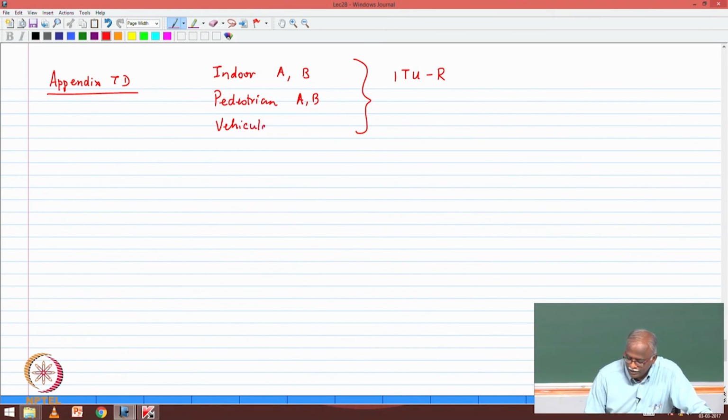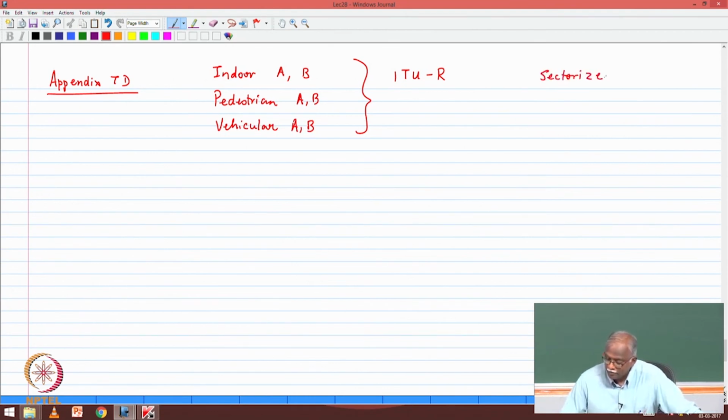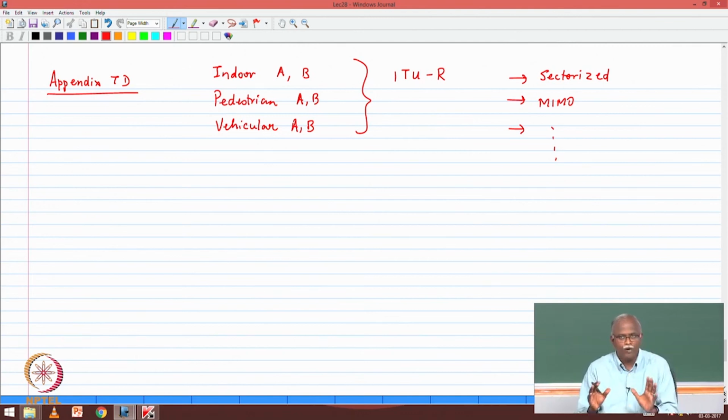And of course there are several variants of these, variants for sectorized antennas, variants for MIMO. So many variations are there. But once you've got an understanding of what the basic models are, how they are classifying, what are the things that they are doing, then it becomes very easy for us.